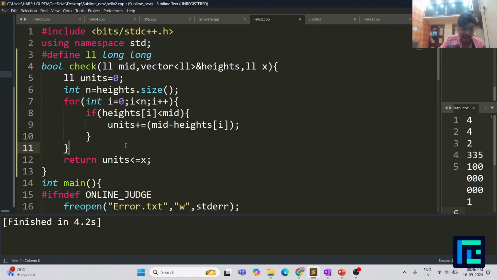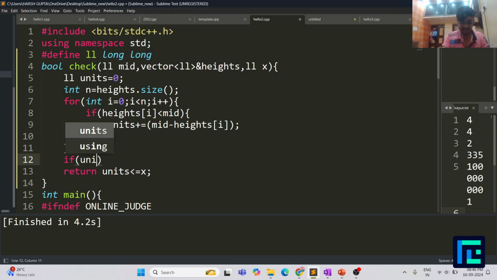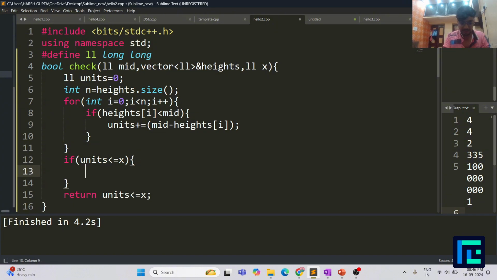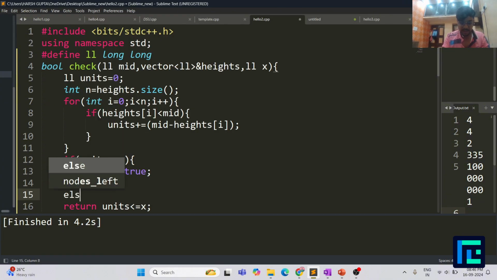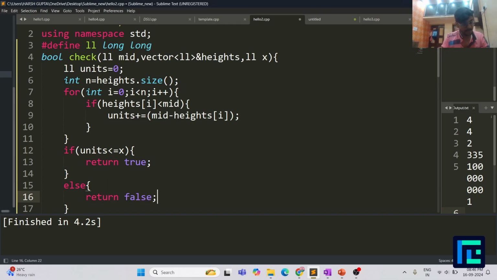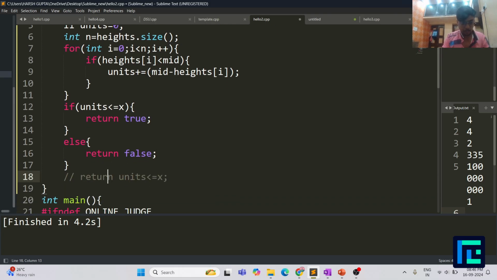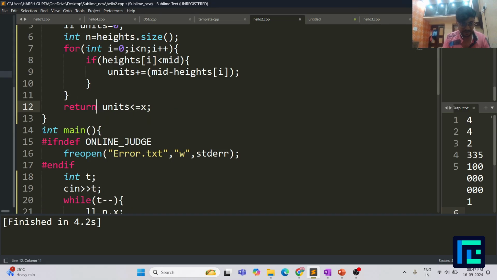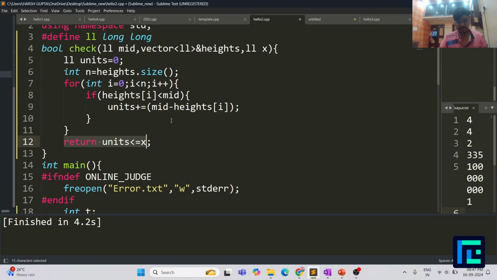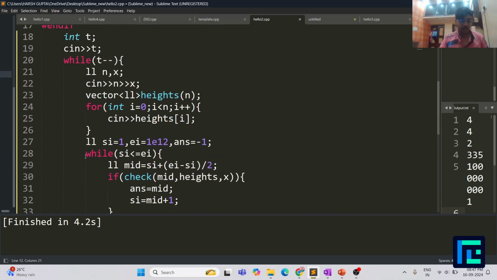If my height is mid, I return true if my units is lesser than or equal to x, else I return false. Now again, there are two ways to do so. You can even write something like this: if the units of water that you require is lesser than or equal to x, in that case return true, else return false. This is one way you can do it. If I just comment it out, it is one way, or you can do it in a single line as well: if units is lesser than or equal to x, it will return true, otherwise it will return false. It's a common way of writing things like this. Instead of using that if else, you can write something like this as well. So this is the entire code and logic behind this question.